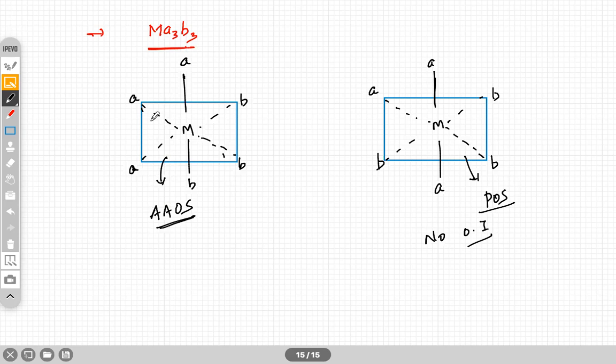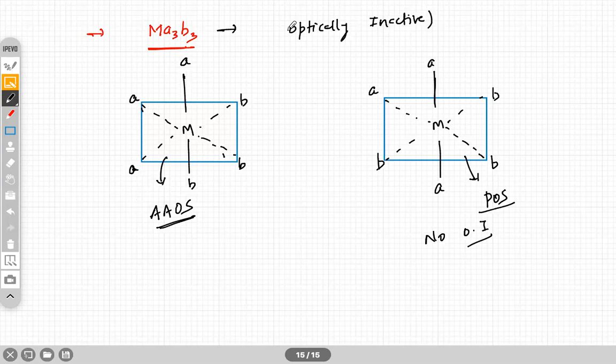Sometimes they ask this question because we cannot see it here. If you try to imagine, you won't find any kind of plane of symmetry because you cannot imagine this thing. It's very difficult to visualize. You have to draw the structure two, three times, and then see the plane of symmetry. So what I'm telling you here, MA3B3 type, first of all, the molecule is optically inactive. There's no second thought about it. If they ask you this question, keep this in mind. In this molecule we cannot visualize a plane of symmetry, but it contains an alternating axis of symmetry, some kind of symmetry, which makes the molecule optically inactive, no optical isomerism.